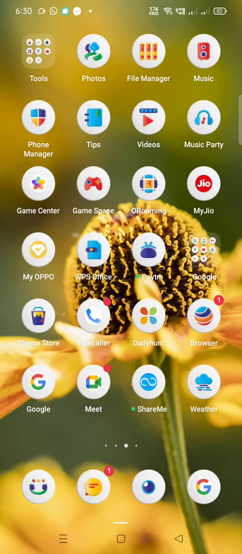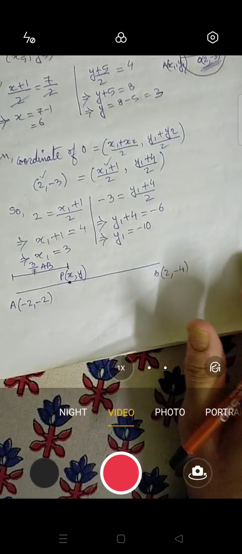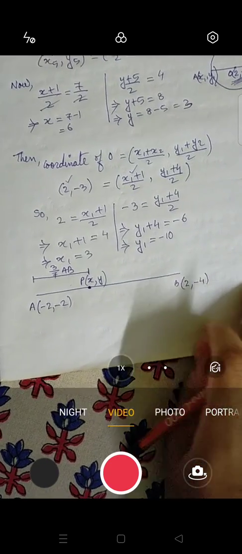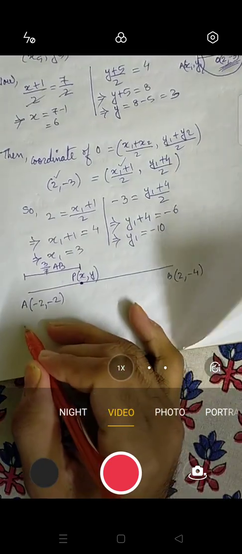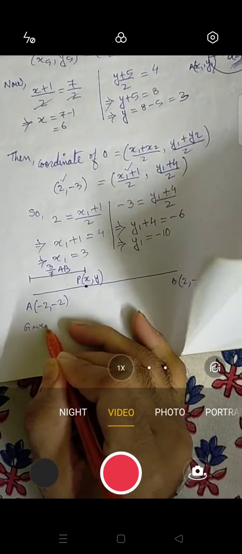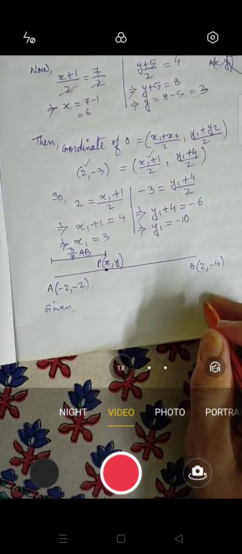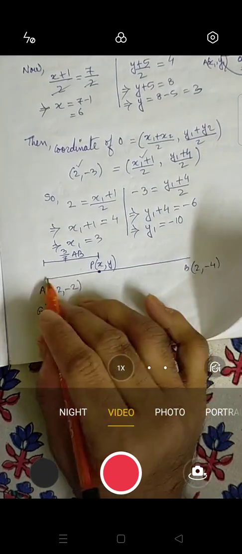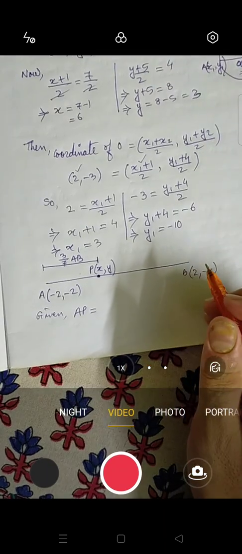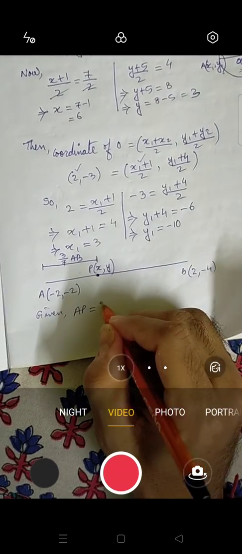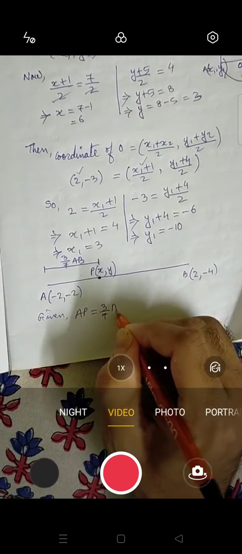So in this question, we will not write so many things. We'll try to solve it directly. It was given in the question. After drawing the diagram, then you can write given. It was said that this is AP, right? So it was given AP equals to 3 by 7 AB, correct?